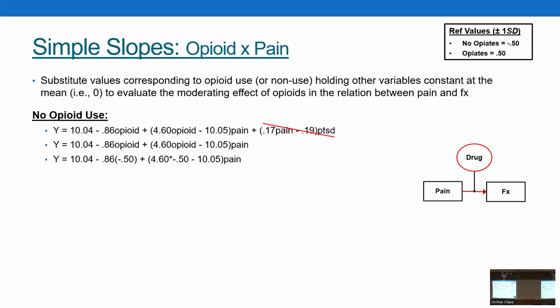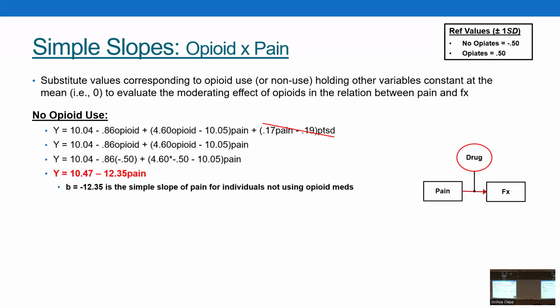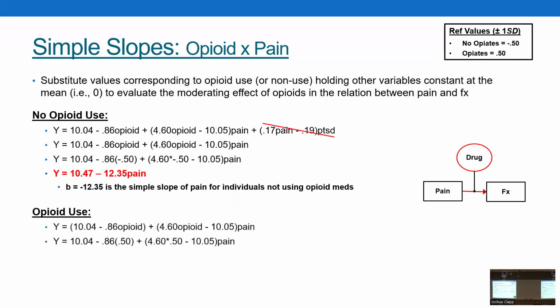So what we're going to do is, for no opiate use, plug in a negative 0.5 because that represents our people who are not using opiates. And I get my conditional effect of pain on functioning for people who are not using opiates, holding PTSD constant at the mean. Right? And then I do the same thing, plugging in 0.5, I get my conditional effect of pain on functioning for people who are using opiates, holding PTSD constant at the mean. So a lot of things to go through and keep track of in your brain as you're working through this, or for people kind of following the process.